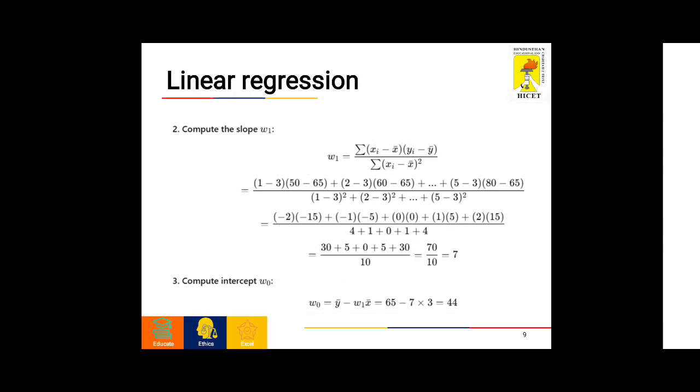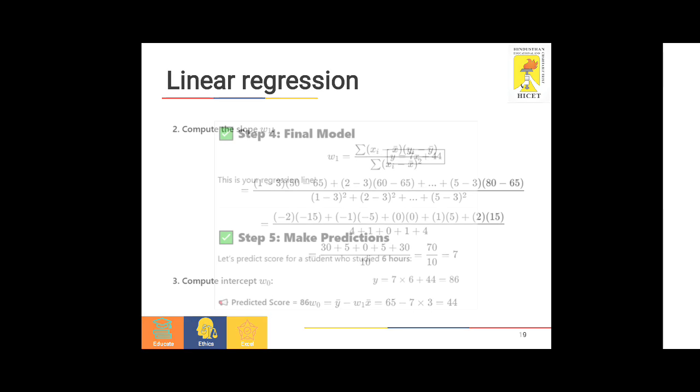Next, compute the slope w1 using the formula w1 equal to summation of (xi minus x bar)(yi minus y bar) divided by summation of (xi minus x bar) the whole square. By using this formula, we compute the slope w1, which finally is 7. Next, we compute the intercept w0 using the formula w0 equal to y bar minus w1 x bar. Here we get w0 as 44.